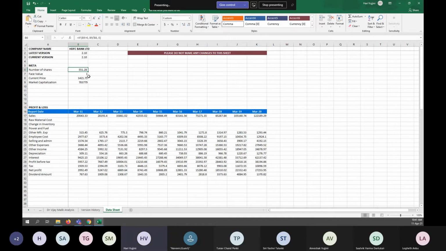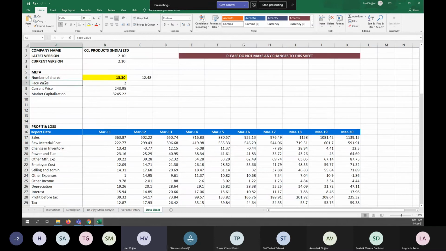Why don't all the companies have the same 100 shares or 1 million shares or 1 billion shares? Why do some companies have 13 million, some 551, or some other number of outstanding shares? It's based on the face value. You see here the face value. This is the important number. The face value of HDFC is 1, whereas for CCL Products, the face value is 2.